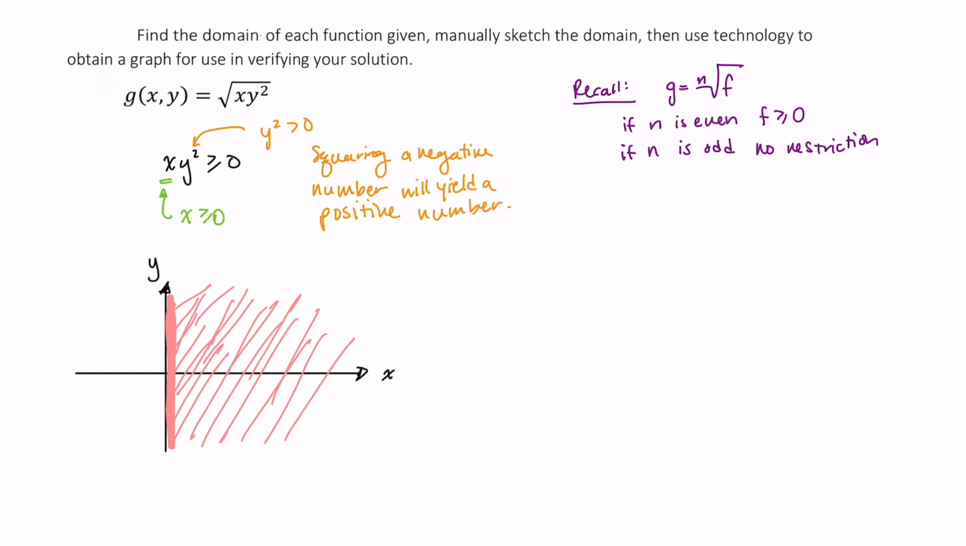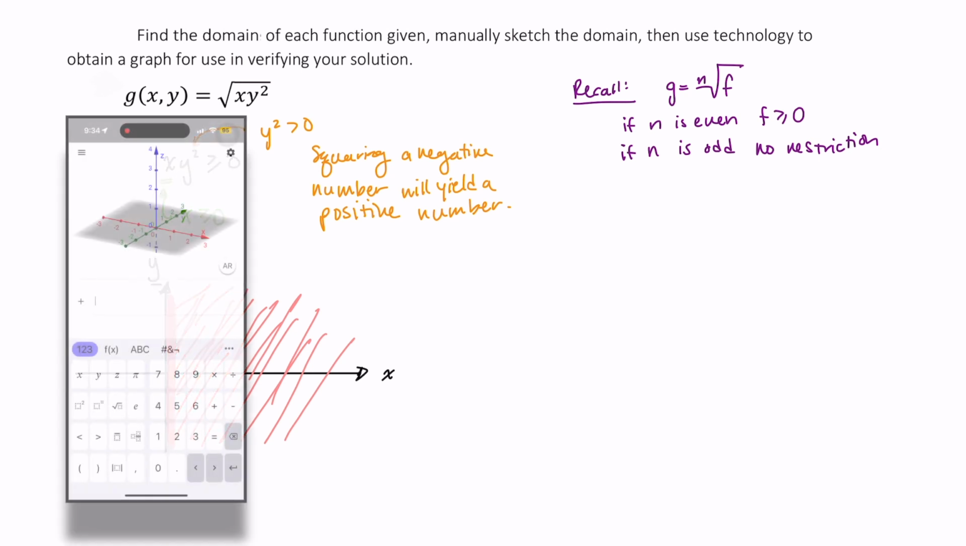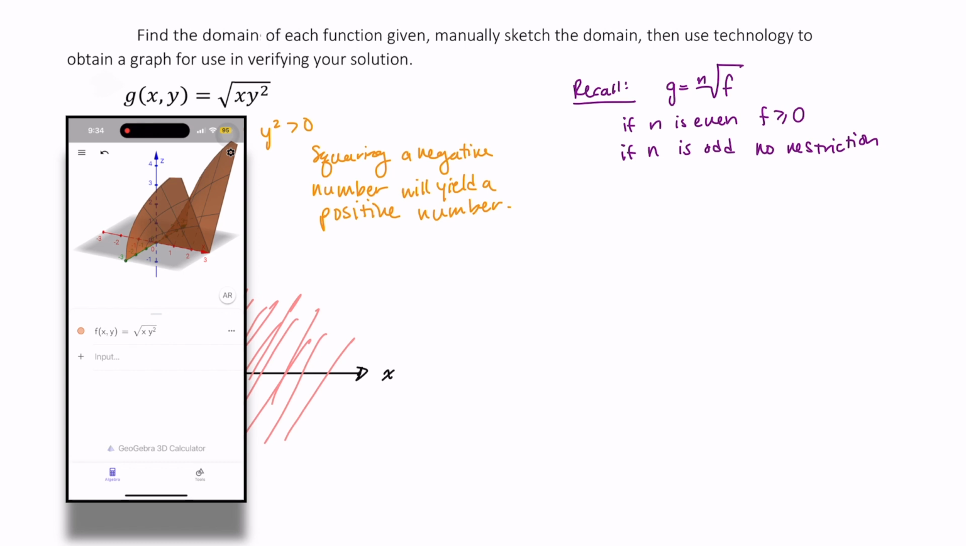So now let's go ahead and look at this with technology. As you can see, I have a 3D version of GeoGebra up here, and I'm just going to type in the letter F. You don't have to name it F, you could just type in the function. I like to name them. F of x comma y is equal to the square root of xy squared. And before I go further, I'm going to quickly take a screenshot of this.